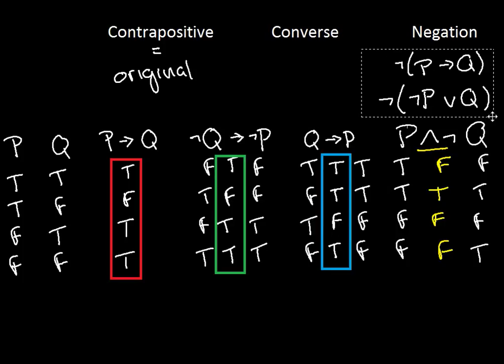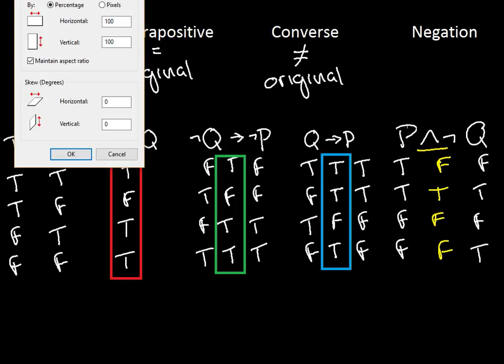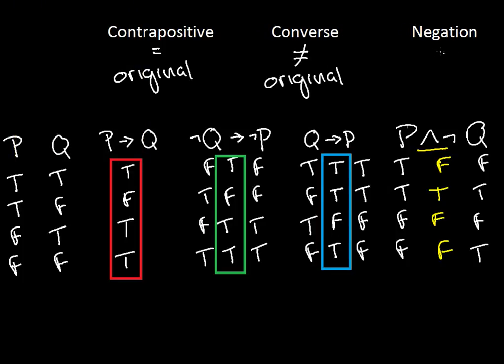So let's clear some space here. We know the converse is not equivalent to the original, and the negation is opposite to the original. And those are the three comparison functions.